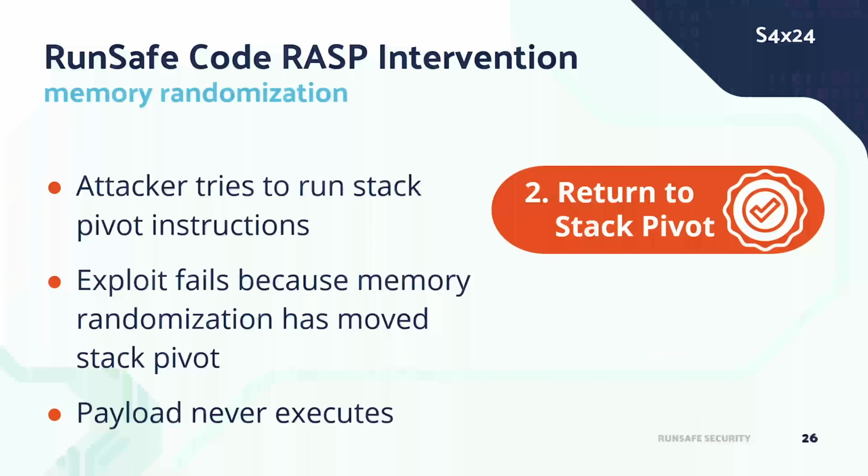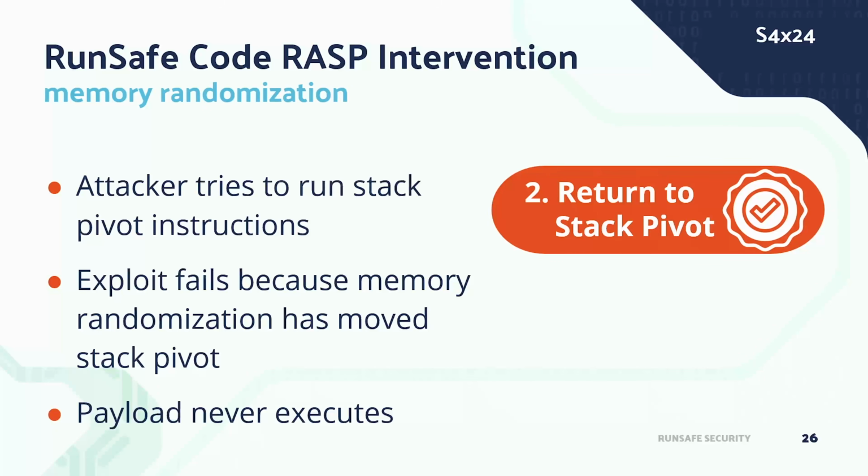And then on the passive side, RunSafe's RASP solution is going to impact us when we return to that stack pivot. So the attacker has put in their address that they want to go execute after the buffer overflow, and the memory's been randomized, so that gadget's not there anymore. So the exploit fails. And so that's where that payload's never going to execute. You don't have to worry about behavioral analysis because you're just not executing anymore.